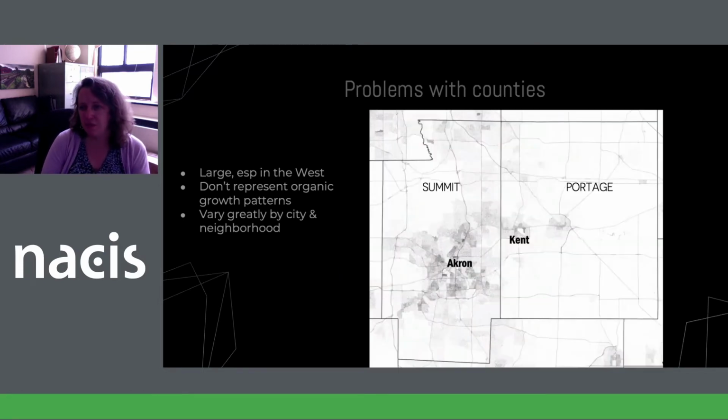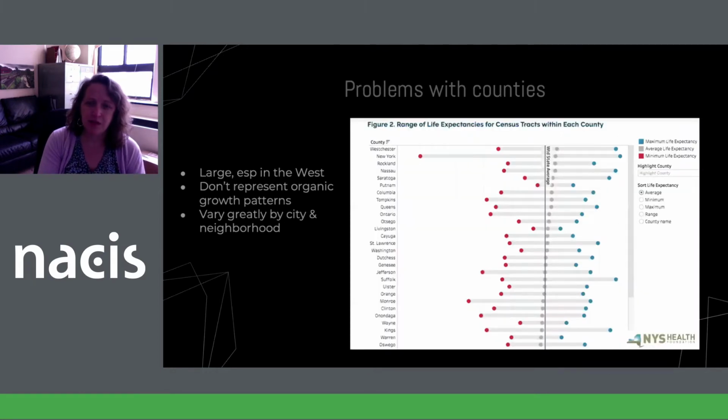To give an example from my own county, Portage County in Ohio, my city of Kent has far more in common with the suburbs of Akron and Akron itself than it does with the wide open spaces in the rest of the county. So the result is that there are big differences between places and counties. This chart shows the variations in life expectancy in New York counties when you divide the counties up by census tract. The lived experience from city to city, from neighborhood to neighborhood, is far more nuanced than county averages allow us to see.